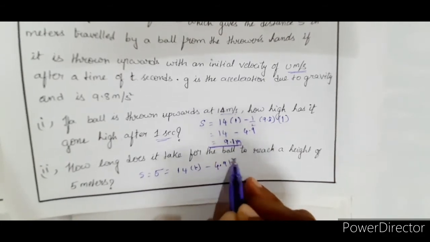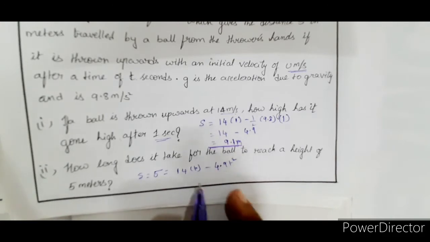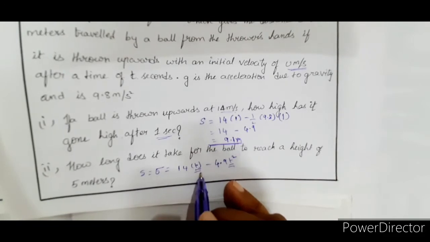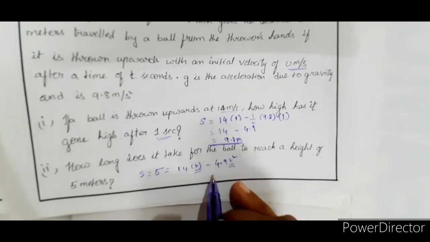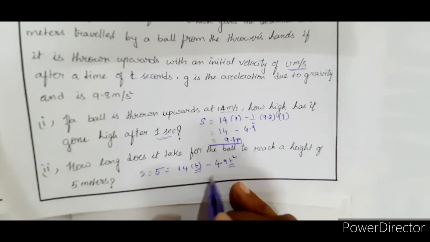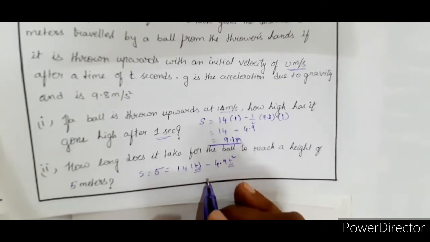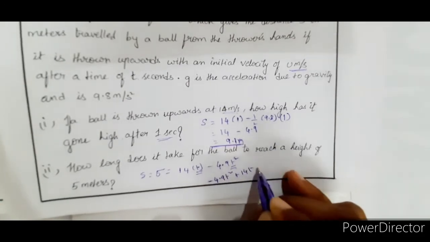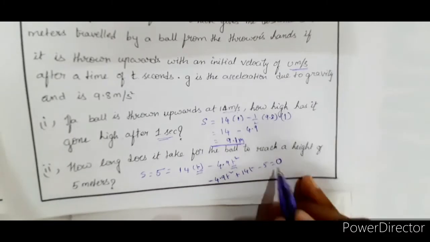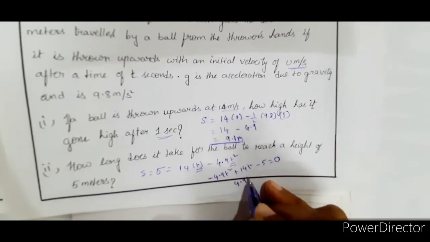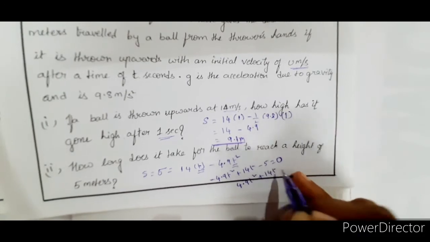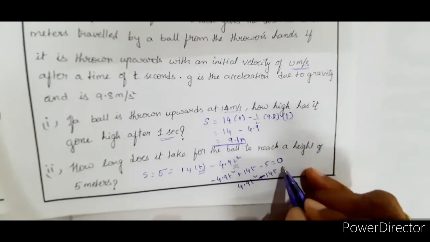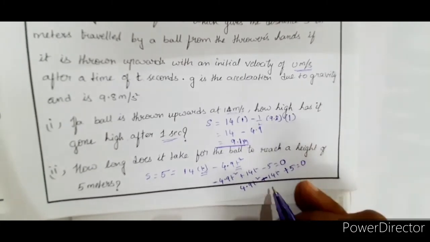4.9 into t square. So now you got again a quadratic equation in terms of t. How do you write that one? Now the whole equation will change as minus 4.9 t square plus 14t minus 5 is equal to 0. Taking minus common, I can write it as 4.9 t square minus 14t plus 5 is equal to 0, right?